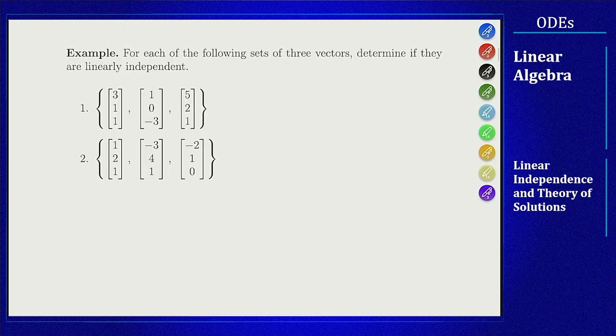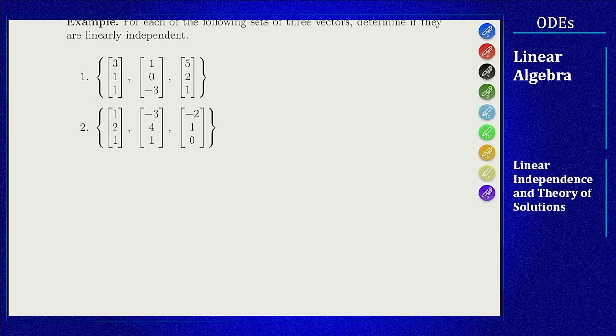So here we have two different sets of three vectors, and I want to determine if they are linearly independent. If you look over the sets right now, you will see that in each individual set, no vector is a multiple of any other vector. However, because we have more than two vectors, that's not enough to guarantee linear independence. Let's work with the first set first and see what we have to do. If I want to figure out if they're independent, what does that mean?